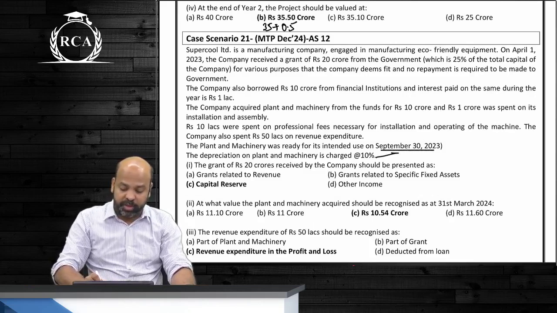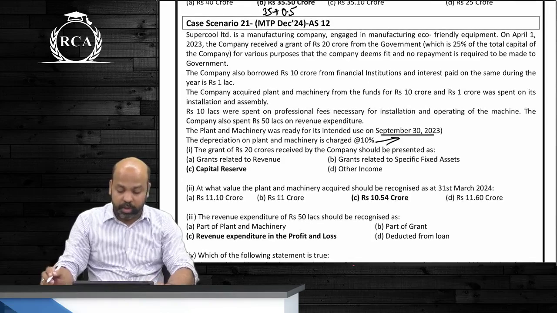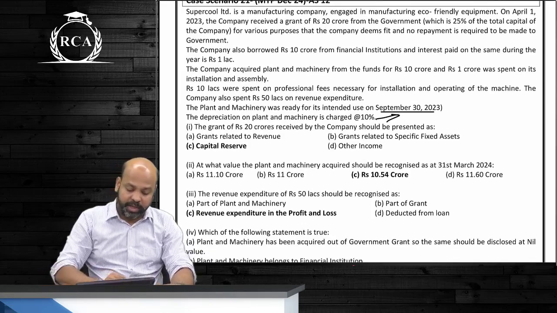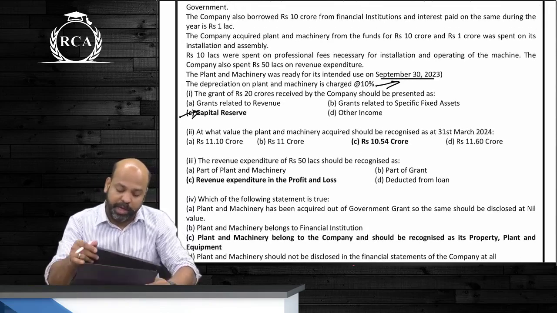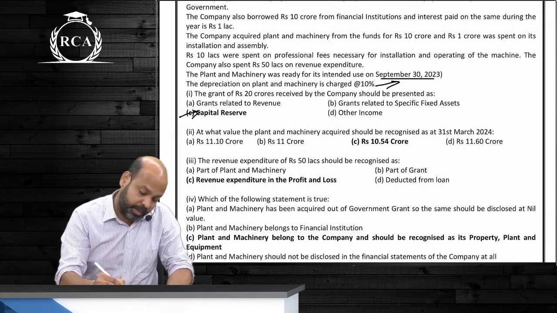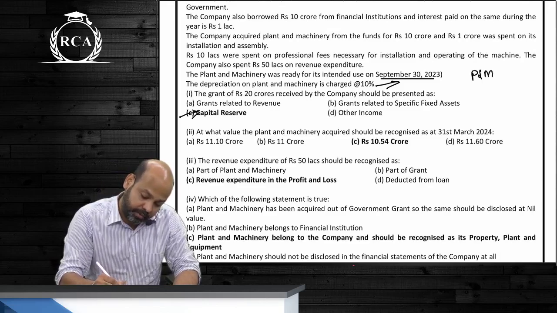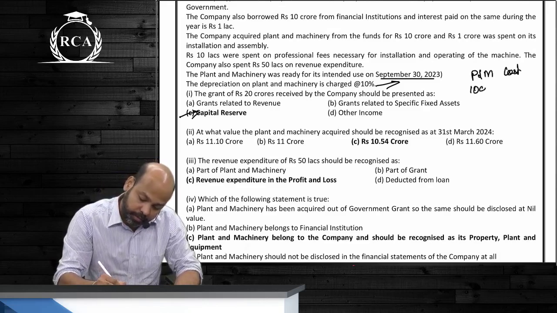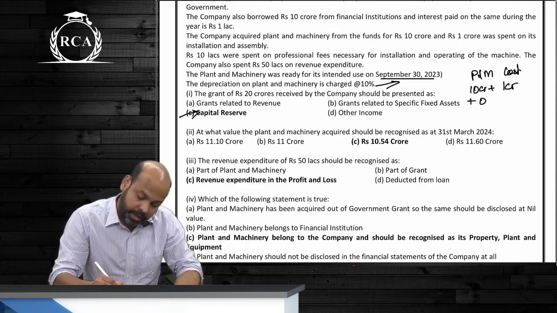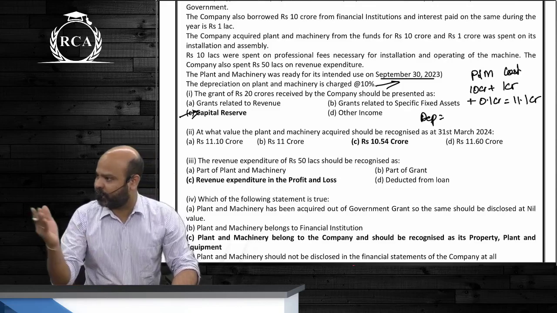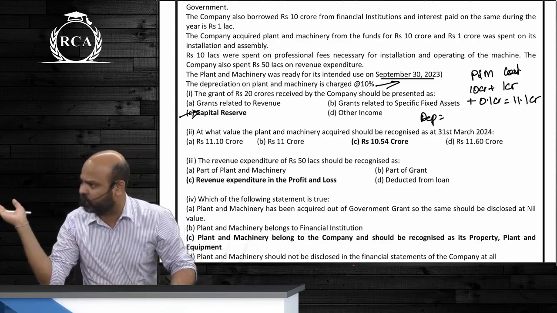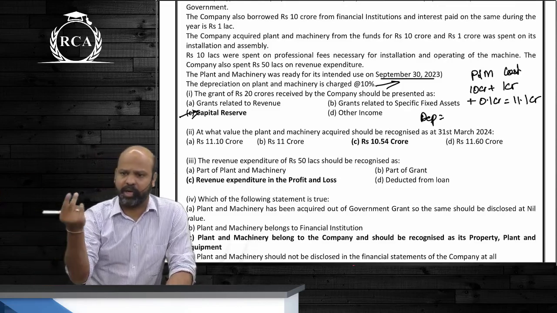Now, the plant and machinery was ready for its intended use on September 30th. Depreciation on plant and machinery is to be charged at 10%. The grant of 20 crore rupees should be presented as capital reserve. Already discussed. At what value should plant and machinery be recognized? So what is the cost of plant and machinery, guys? 10 crores plus 1 crore plus 10 lakhs, 11.1 crore. We are not adding interest, because it is only for 6 months and it is not a qualifying asset.